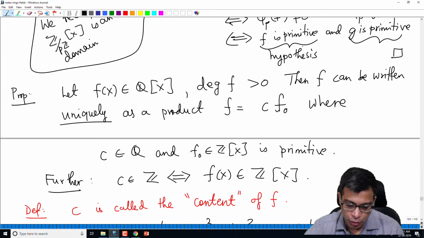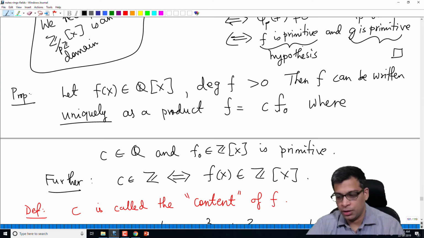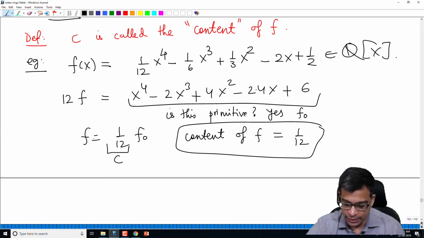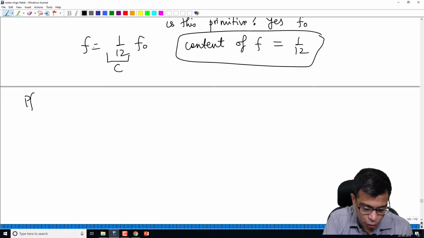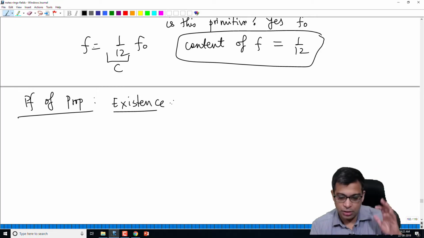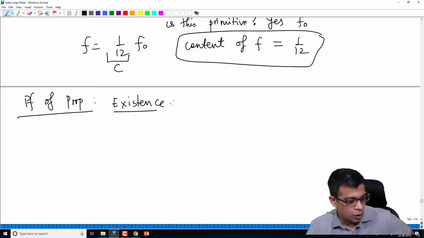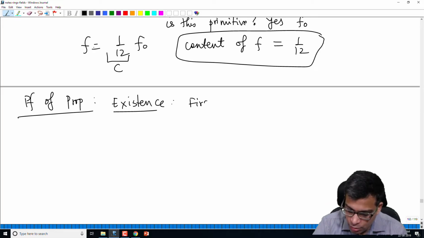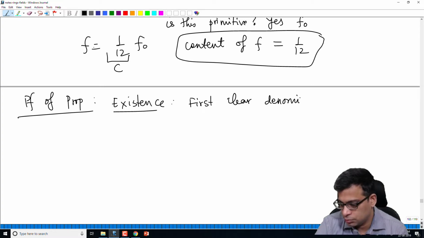Remember, we have to do two things. Given any rational polynomial, we have to show that it can be written as a product of a rational number and a primitive polynomial, and we also have to show that it's unique. So let's prove the proposition. There are two parts. First we will do existence, which is the easy part. What is the existence of the factorization? What do we do? First, clear denominators.